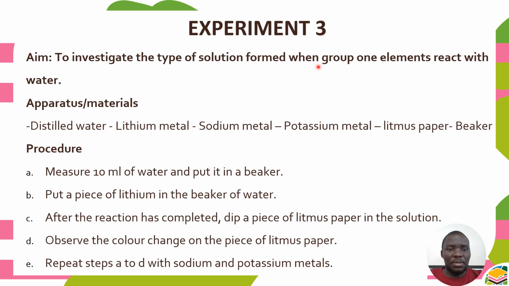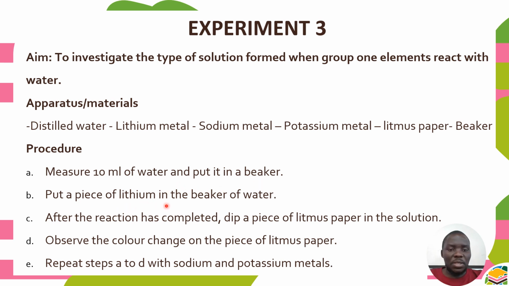Experiment number 3. The aim of experiment number 3 is to investigate the type of solution formed when group 1 elements react with water. The apparatus that we need: distilled water, lithium metal, sodium metal, potassium metal, litmus paper, as well as a beaker. Procedure: measure 10 mL of water and put it in a beaker.